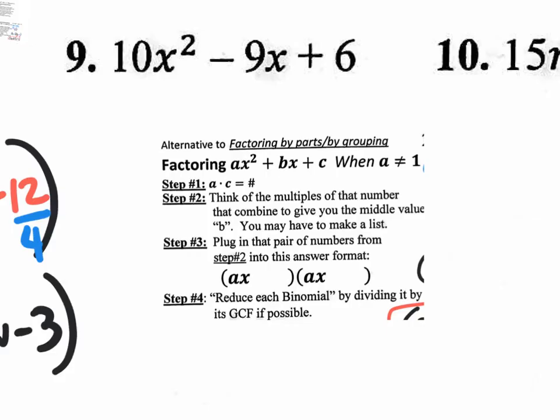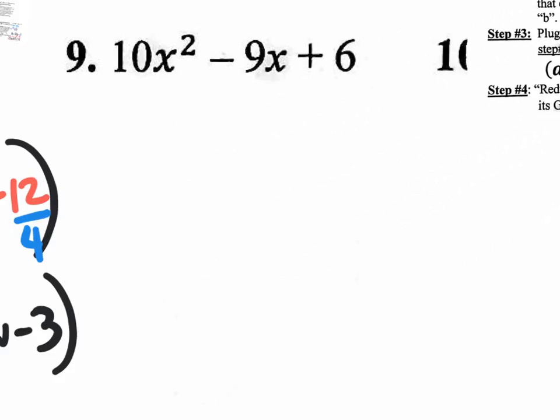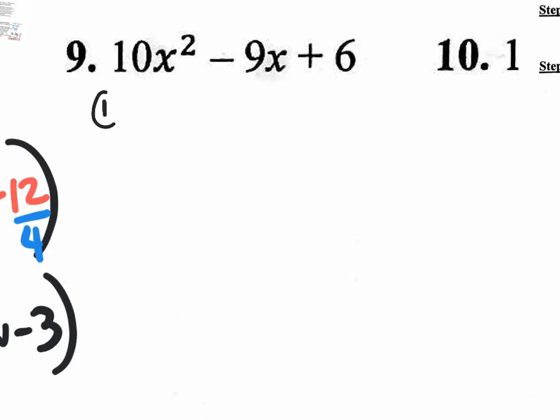So here are the steps. I'm going to just move them to the side since I already have them memorized. Step 1 is to multiply a times c. Now a is 10, c is 6, b is negative 9. So what's a times c? 60. 10 times 6 is 60.